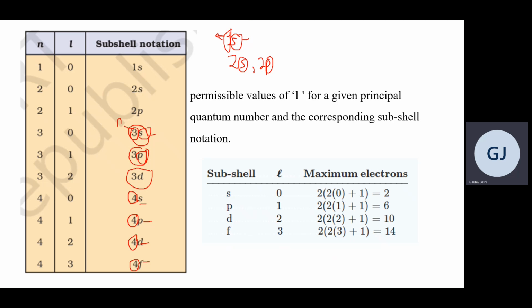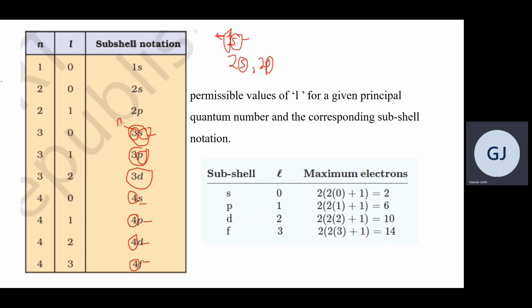Earlier we were talking about K, L, M, N, where we discussed the 2n² formula, right? According to the 2n² formula, in the first shell there will be 2 electrons, then 8 electrons, then 18 electrons, and then 32 electrons, as per the formula of 2n².